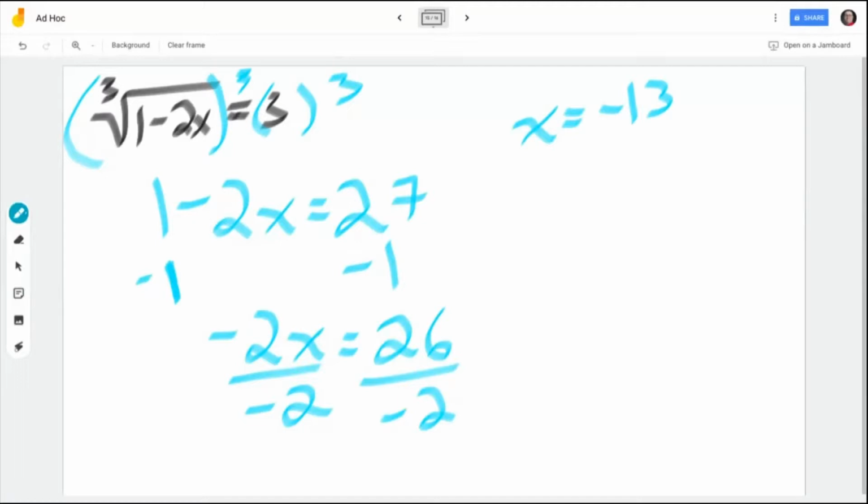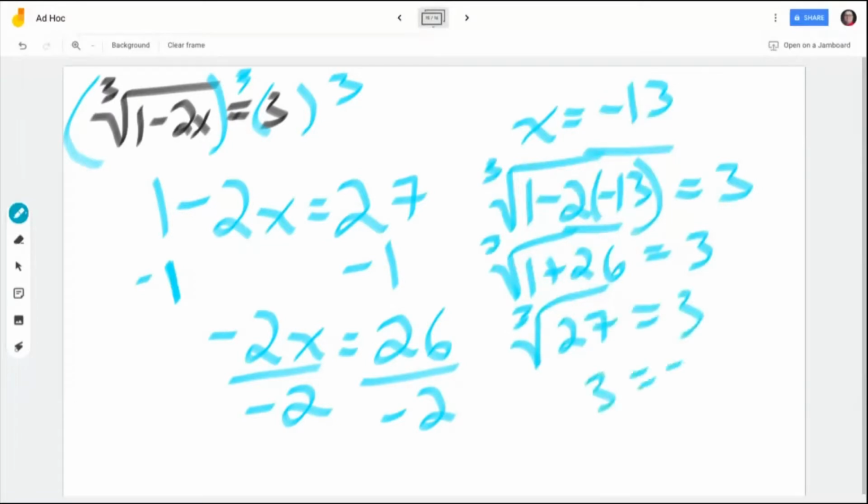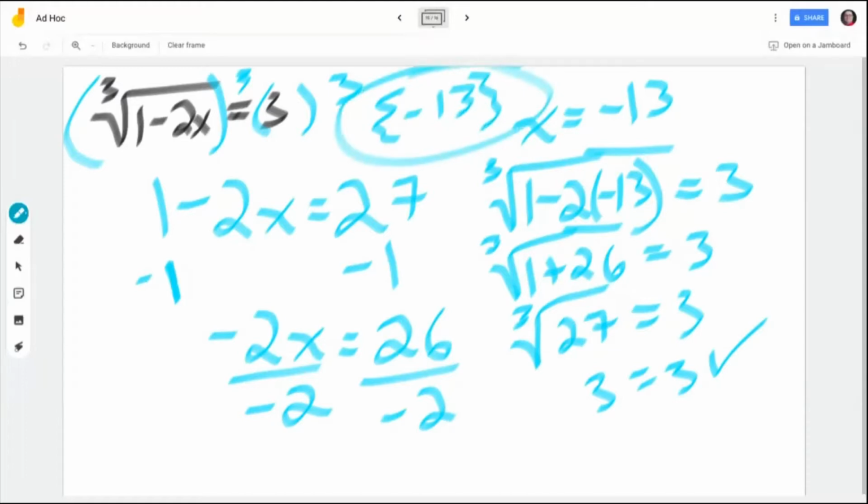Let's try it out and see what we get. The cube root of 1 minus 2 times negative 13. Does that equal 3? Well, it's going to be the cube root of 1 plus 26, which is going to be the cube root of 27. And yes, 3 is equal to 3. Checks out. So we have a valid solution of negative 13. If this had been a negative 3 here, we would have still been okay. It may be a different solution, but we could find a solution for that in theory.